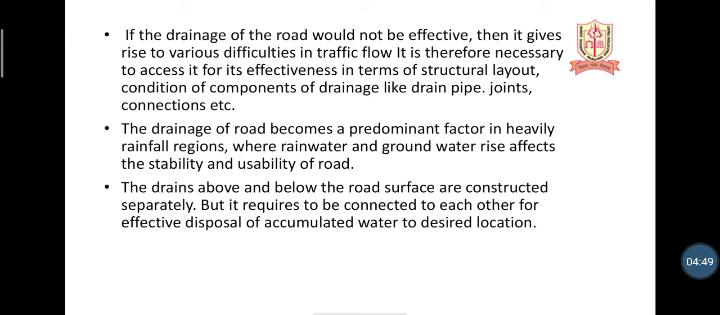The drains above and below the road surface are constructed separately, but they are required to be connected to each other for effective disposal of the accumulated water to a desirable location. It means that even though the systems are different for surface water and subsurface drainage, even the pipelines are different, at some point they have to connect with each other. After connecting, they have to deposit their water to a nearby stream or nala.